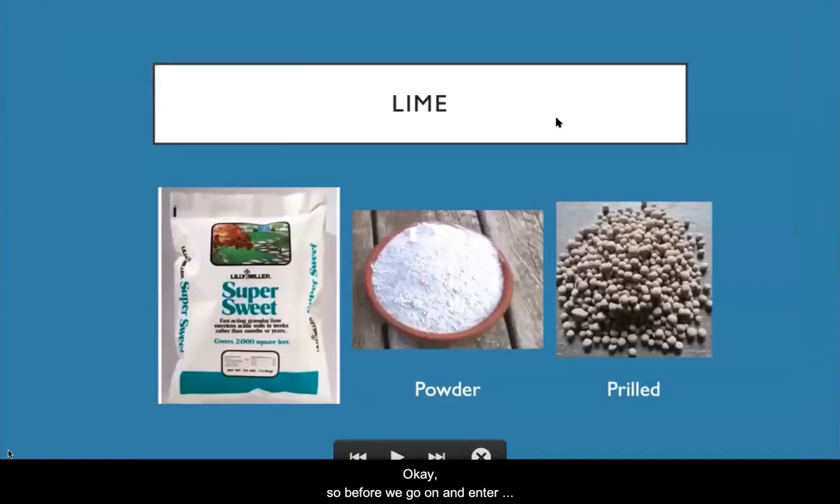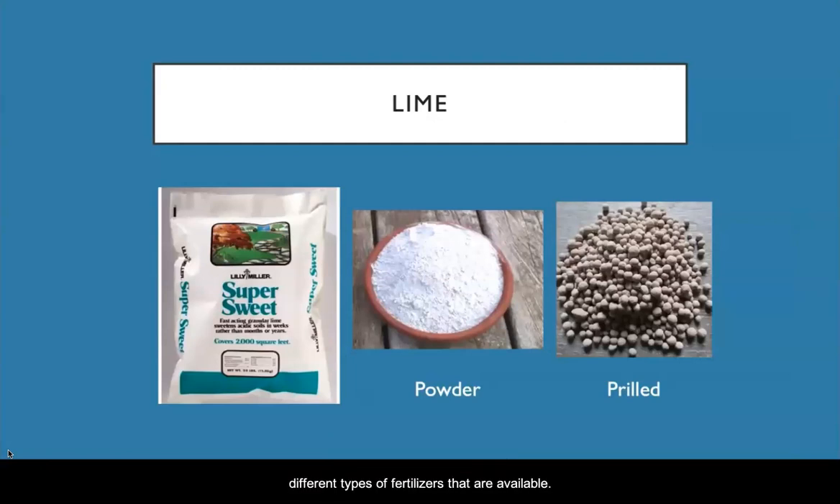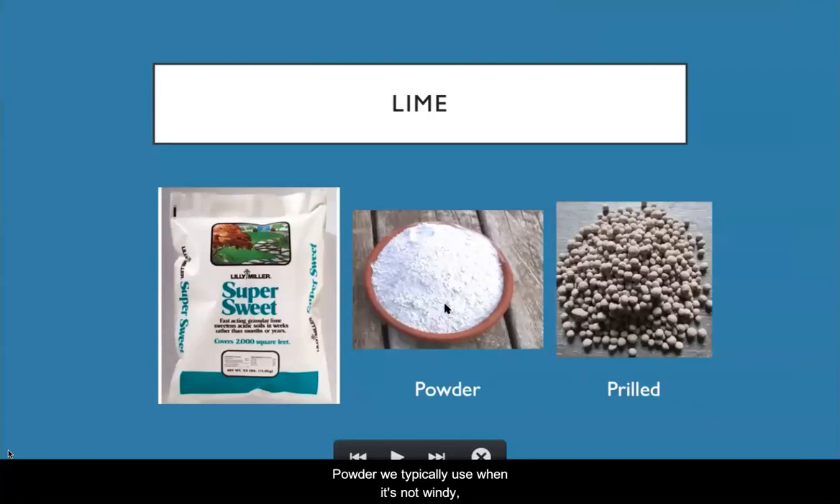Okay, so before we go on and enter in all that information, let's talk about some of those different types of fertilizers that are available. The number one fertilizer that's used to change things around here is lime. Lime raises your soil pH, and it's available in two main types, powder or prilled. Powder we typically use when it's not windy and we're not expecting high temperatures and wind. It's also used on a large scale, and it reacts quicker once it rains or you irrigate. It moves through the soil easier because it's in small form.